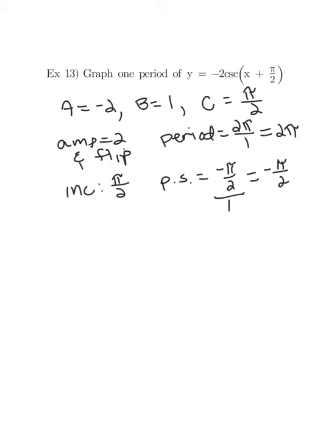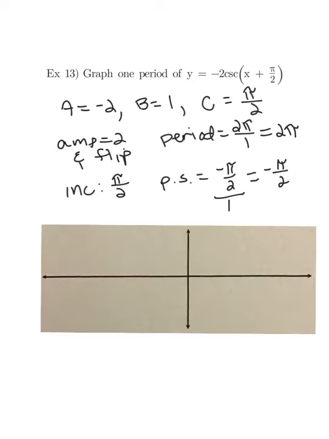What that means then is, instead of starting at 0, we are going to shift this whole graph to the left and start at negative pi over 2. Let's shift our graph over to negative pi over 2. This is where we're going to start now. Our increments are pi over 2, so that's what we are going to add consistently.